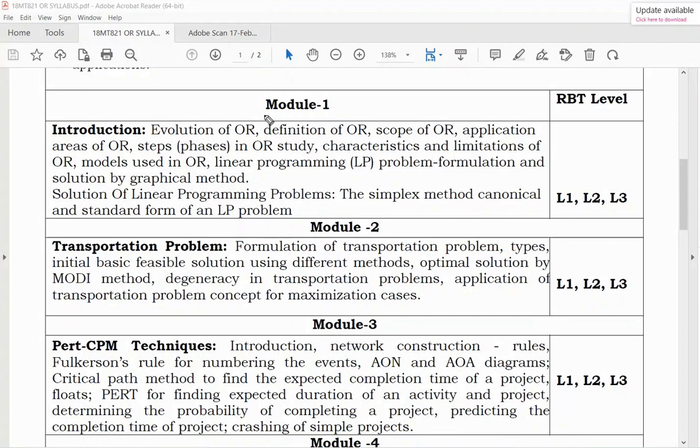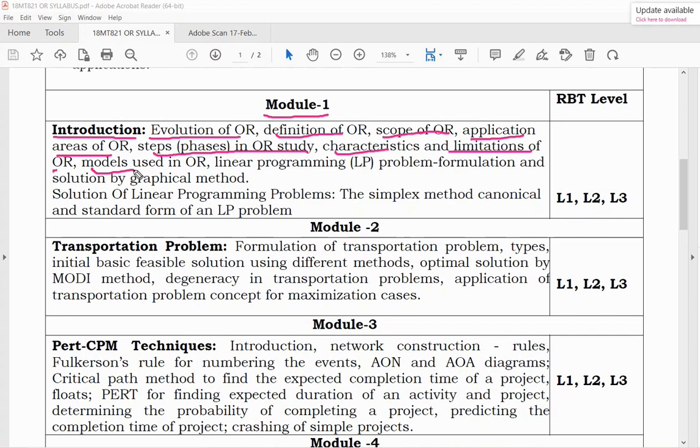In this session, we will discuss module number 1, that is the introduction of operational research. That is the evolution or the history of OR. What is the meaning of OR? What is the scope of OR? Where can we use this operational research? Then what are the steps to be present in an OR study? Characteristics. What are the limitations of OR?